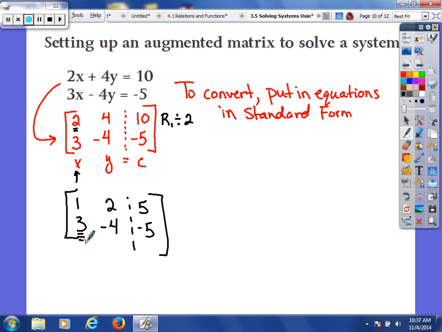What do I do to make zeros? I use the row with the 1 in it. So this row right here, I'm going to borrow. Spread that out just a little bit. Okay, so 1, 2, and 5. I'm going to use it with the second row.